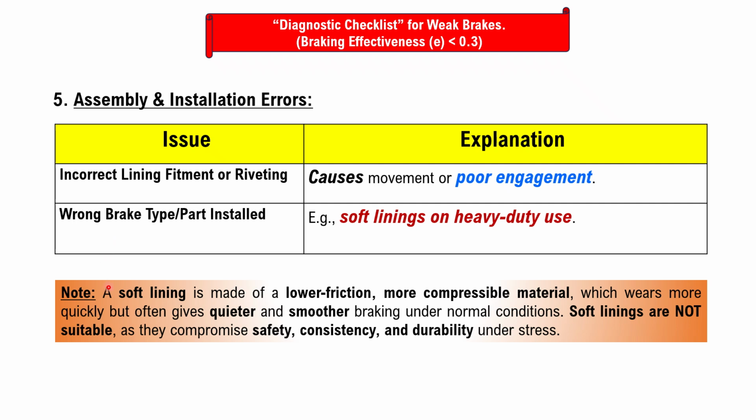A soft lining is made of lower friction, more compressible material which wears more quickly but often gives quieter and smoother braking under normal conditions. However, soft linings are not suitable as they compromise safety, consistency, and durability under stress, say while you are driving in hilly areas.